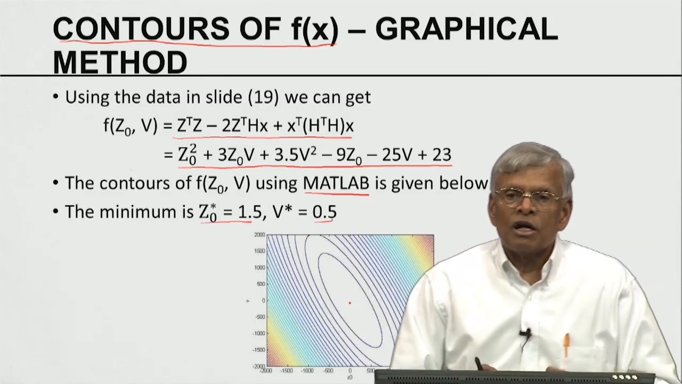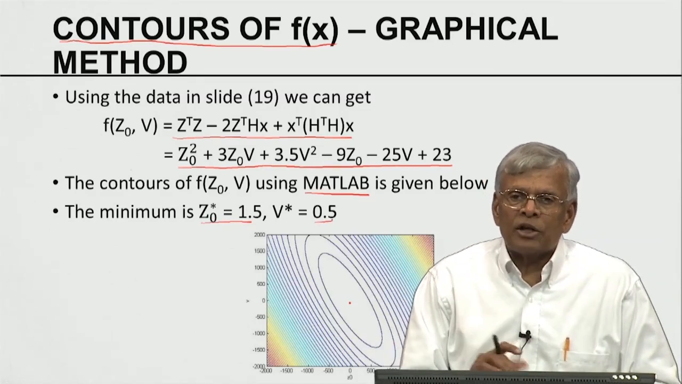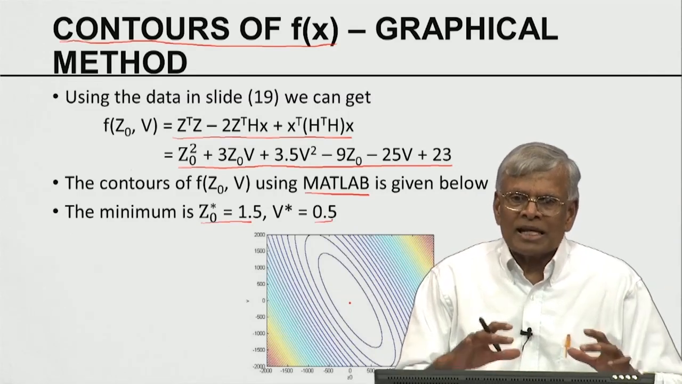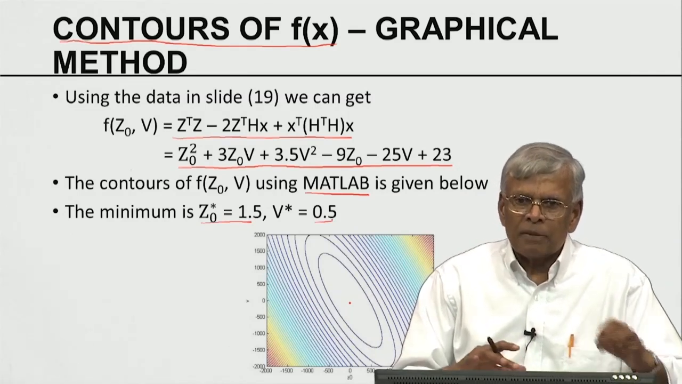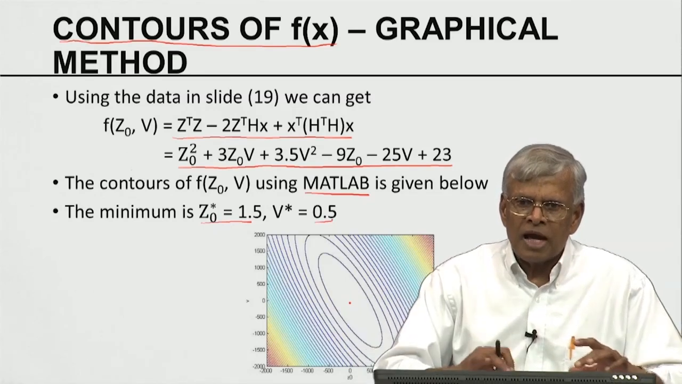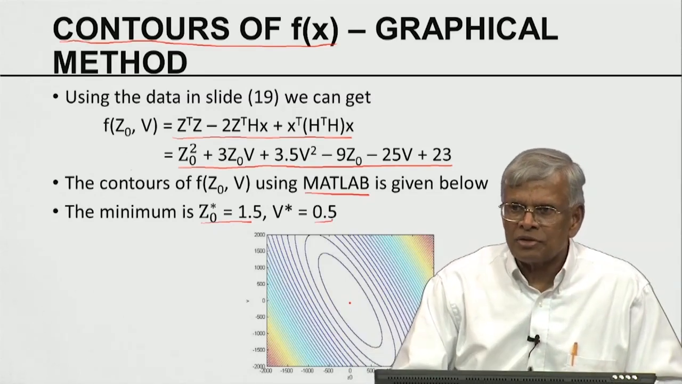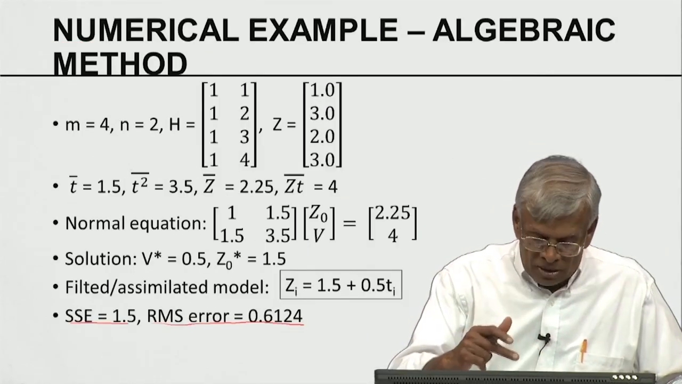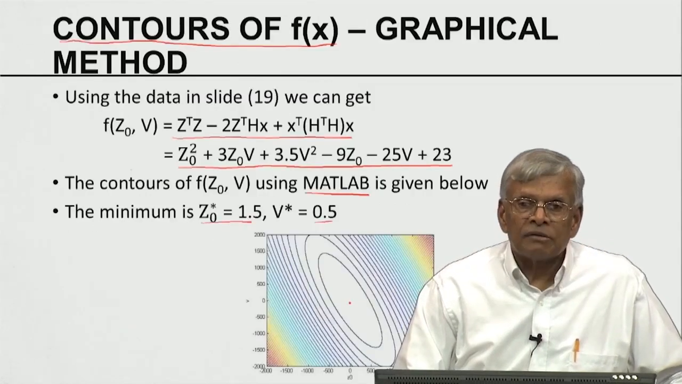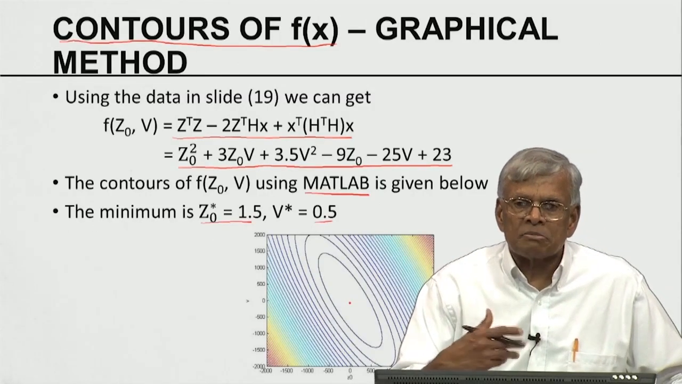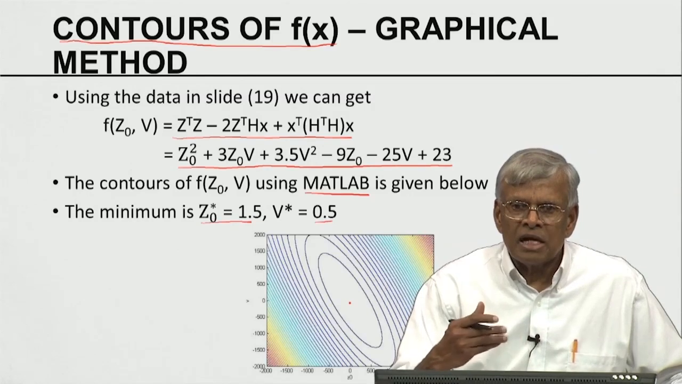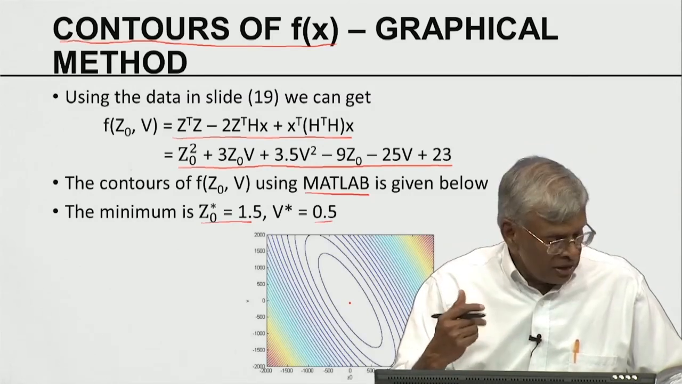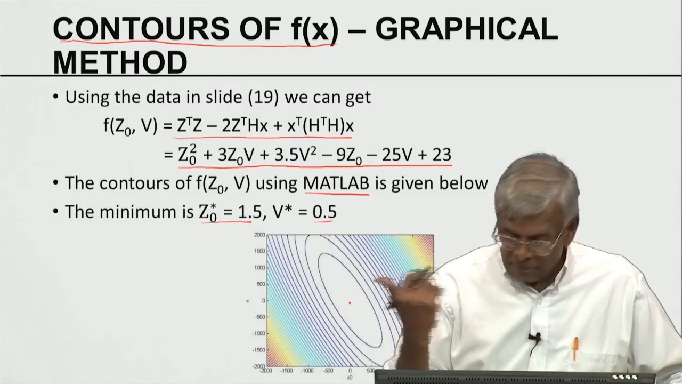So this way, for a small size problem of two unknowns, you can actually graphically solve the problem by computing f of x and drawing the contours and looking at the center of that contour. So this is a graphical method. The previous one is the analytical method. We can solve simple problems by both graphical and analytical methods. It is fundamental that we do all these things when we are in the learning process.